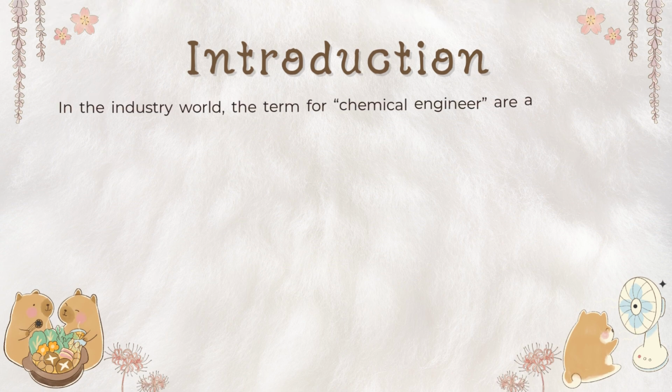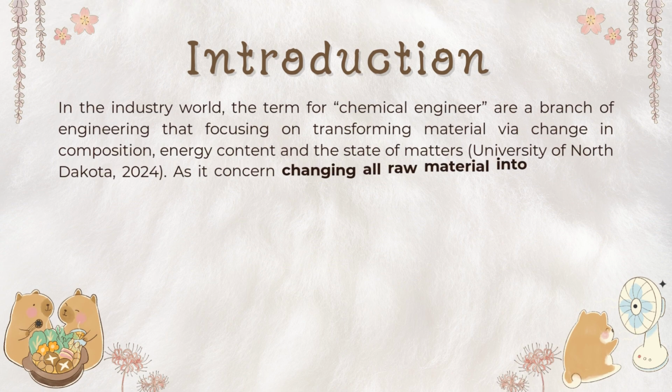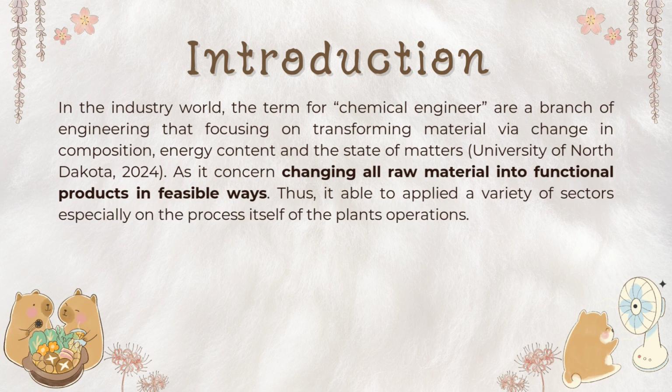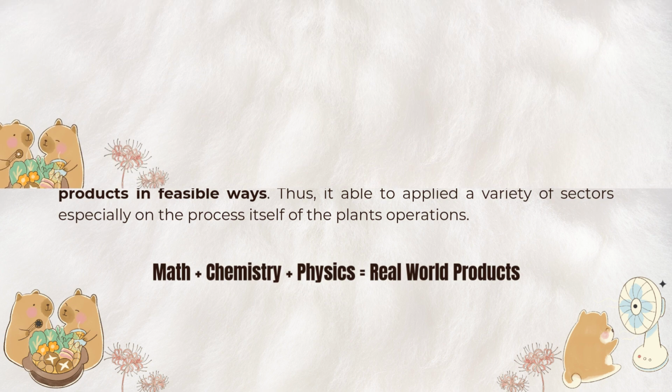Next, I will introduce the introduction part. So above are the definitions of the term for chemical engineering. In simple words, it means that we're changing raw materials into functional products in a feasible way. All these techniques that we use are not limited to one sector only. We can go into multiple sectors, especially on the process itself. We're using maths, chemistry, and physics to tackle real-world problems.